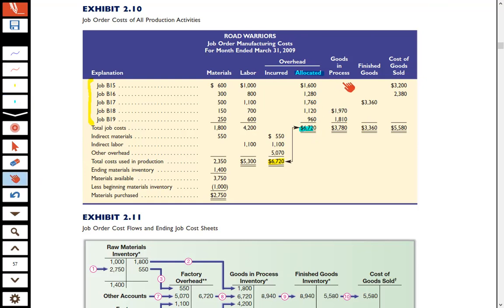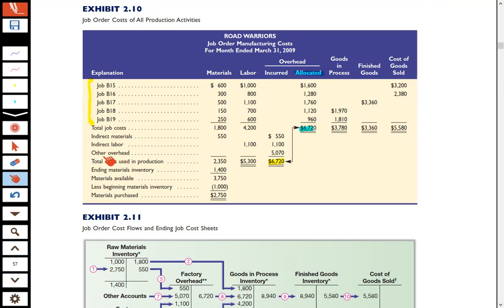Similarly, we have some goods in process as well. That was an incomplete job, job B18 and B19. It was transferred to the finished goods, B70, and the cost of goods sold of B15 and B16 was ultimately 3,200 and 2,380. So how are these amounts arrived at?